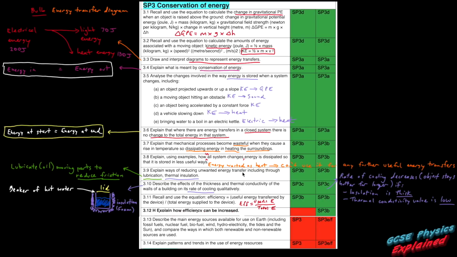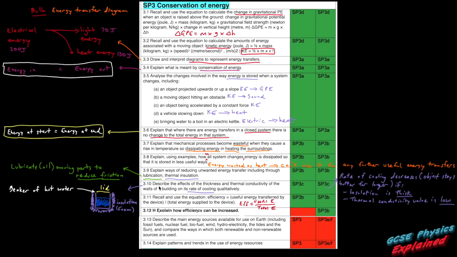Explain ways of reducing unwanted energy transfer, including through lubrication or thermal insulation. So we often lose energy as heat because things rub together. If we lubricate or use some oil on the moving parts, that will reduce the friction and therefore it will reduce energy loss caused by heat. Thermal insulation, well, if you've got some water that's hot, that energy is going to dissipate to the surroundings. Unless, of course, we put some insulation around it and maybe even a lid on the top.